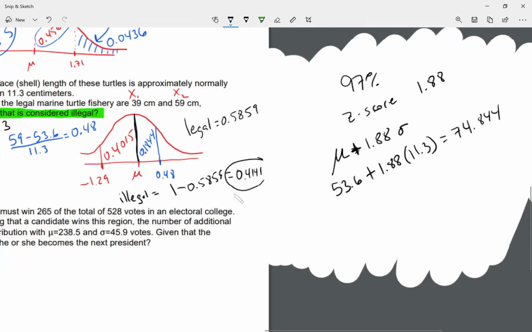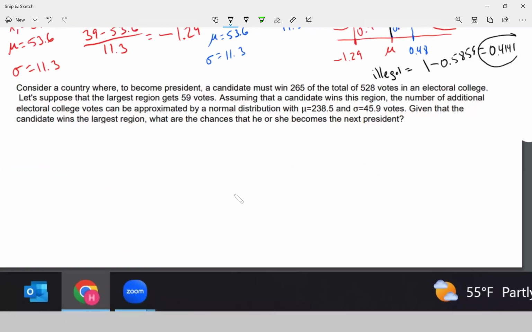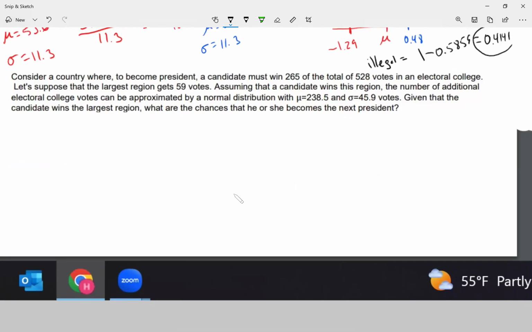Cool. Let's take a look at this last question. Consider there's a country where to become a president, a candidate must win 265 of the total of 528 votes in the electoral college. Okay. This is something that we see in our government class. So that's nice.